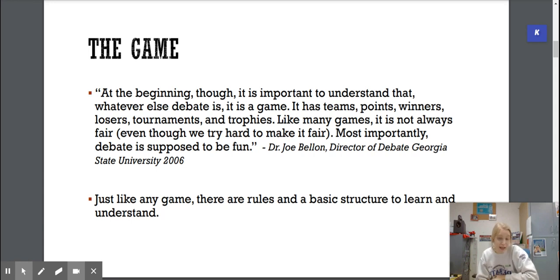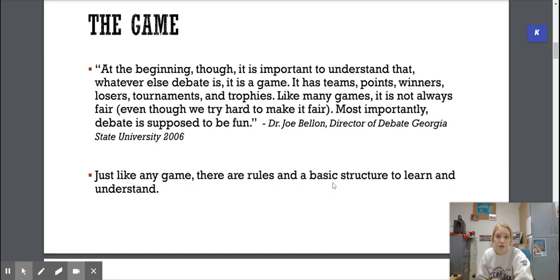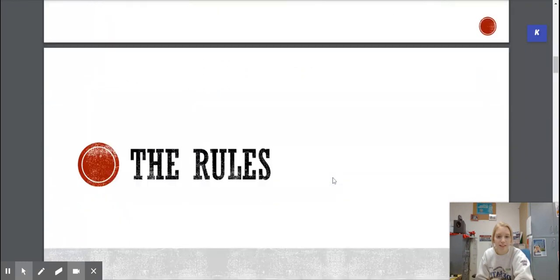So this is a game. Just like when you're playing Monopoly or another game, there are rules to follow. You earn points a certain way, and debate is the same. But in debate, I like to say we work hard and we play hard. Debate is fun, it's enjoyable, and you'll find that out at your first tournament. So there are a lot of rules and structures to debate, which we're going to go over today.